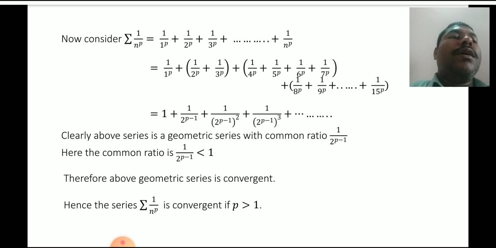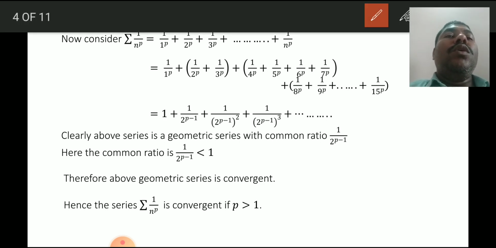Now consider summation 1 by n raised to p is equal to 1 by 1 raised to p plus 1 by 2 raised to p up to plus 1 by n raised to p. So this can be written as: first term is 1 by 1 raised to p, then you combine 2 terms, then you combine 4 terms, then 8 terms, like that. So 1 by 1 raised to p is 1, as we already found.